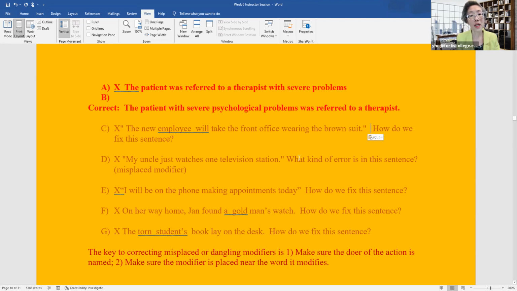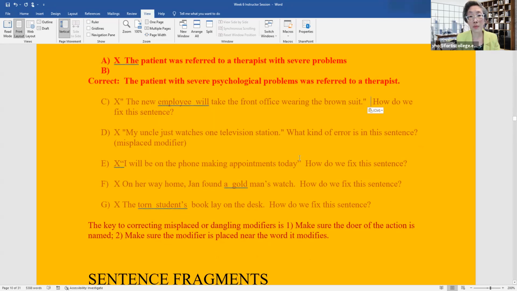My uncle just watches one television station. And so here, what kind of error is this? Is this a misplaced modifier or a dangling modifier? This is a misplaced modifier because in my uncle just watches, just should be here. So I need to go, my uncle watches just one television station. So this is a misplaced modifier, okay? So you've always got to place the modifier close to what it's modifying.